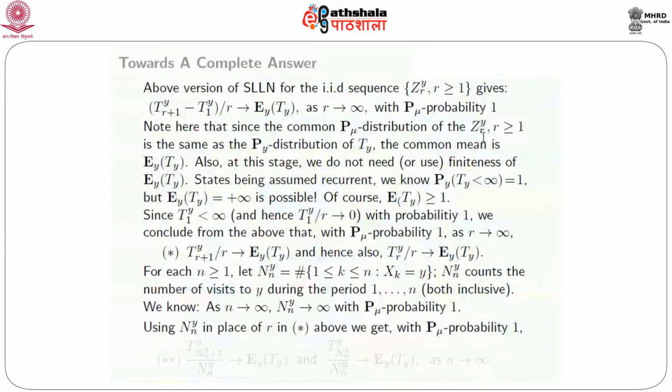So using N_y in place of r in star, which we can do because N_y also goes to infinity, we would get, with P_μ probability 1, call it double star, T_y^(N_y+1) over N_y goes to E_y T_y, and the same is true there. So essentially, we have replaced the fixed sequence r, which goes to infinity, with the random sequence N_y, which also goes to infinity with probability 1.